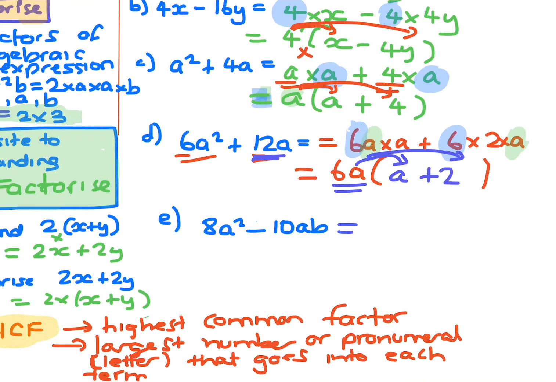Okay, looking at the next one, what's common? What goes into 8 and 10? That would be 2. So it's 2 times 4a squared minus 2 times 5ab. So what's common to 8 and 10 would be 2. And then what's left? Oh, look, there is another factor there. There is an a. So if you look at that, we've got an a squared and an a. That means there'll be one a that is common. So we'll take an a out.